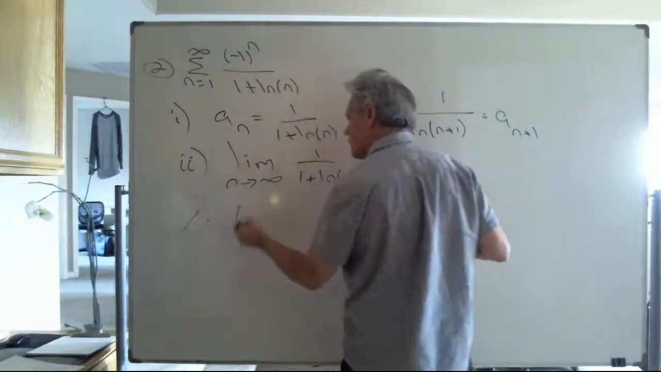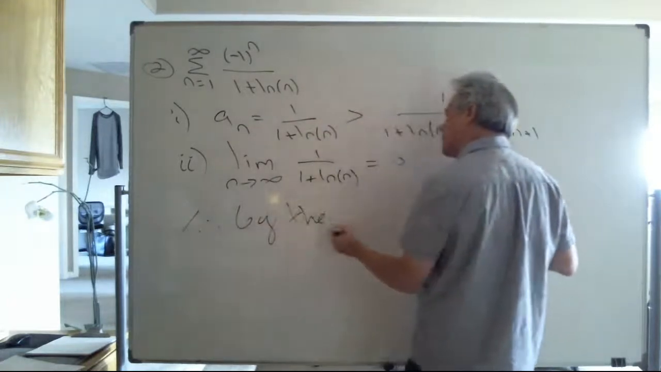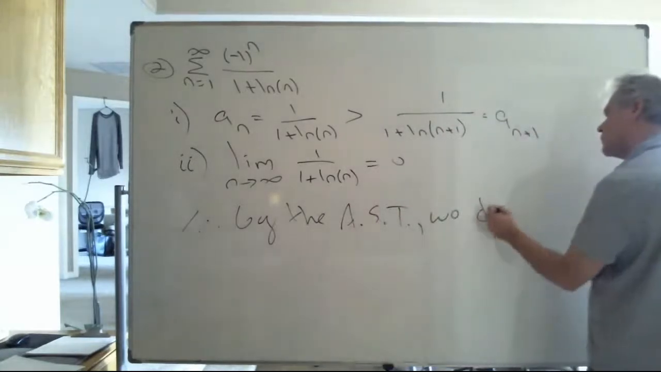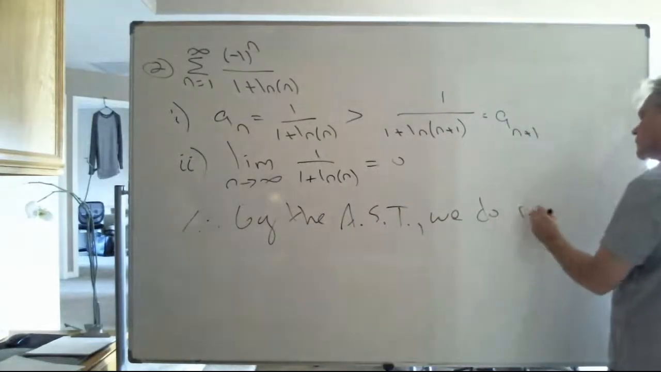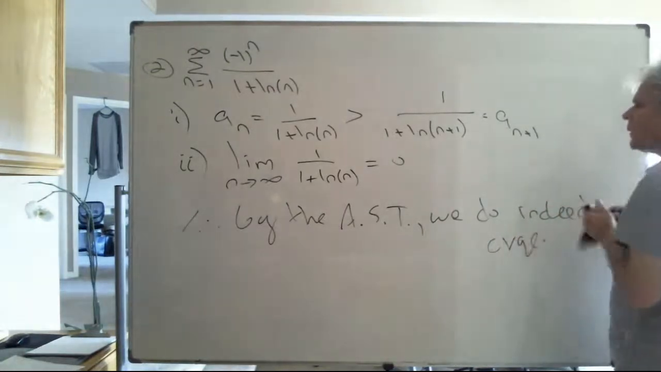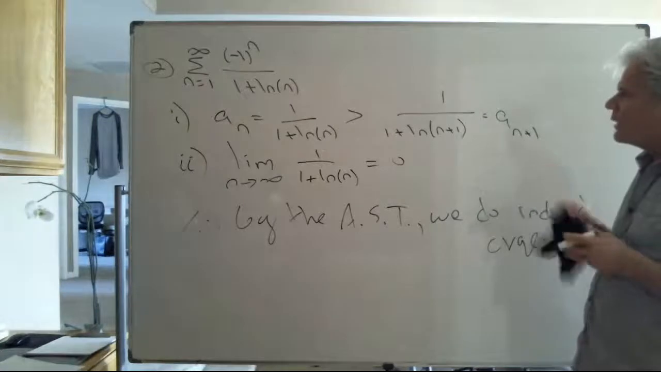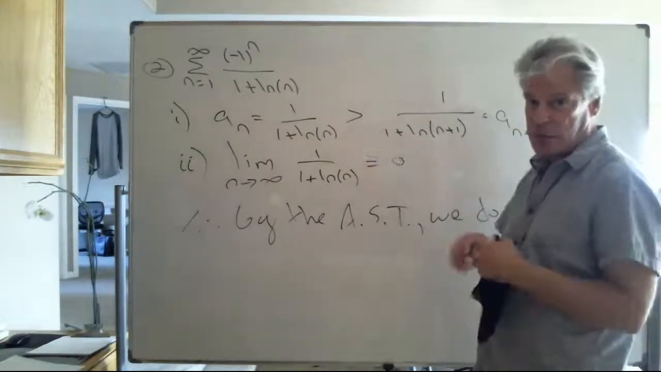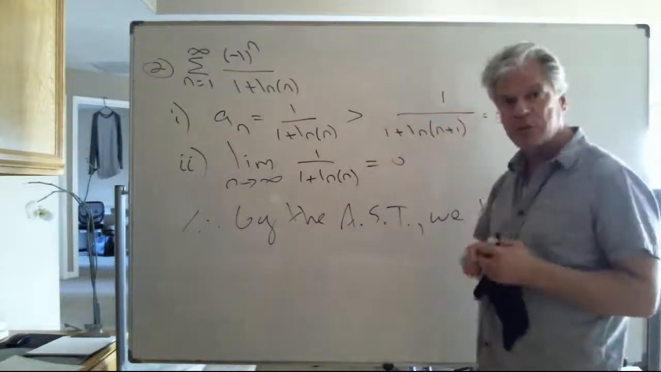Therefore, by the alternating series test, notice how nice it was in part one. I was able to use basic 9th grade algebra to determine that relationship, only because these two numerators were equal to each other.